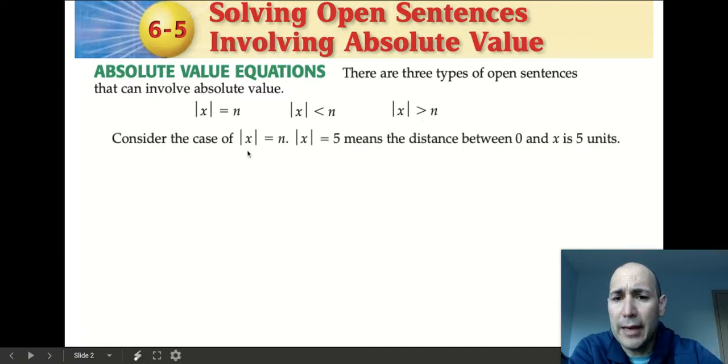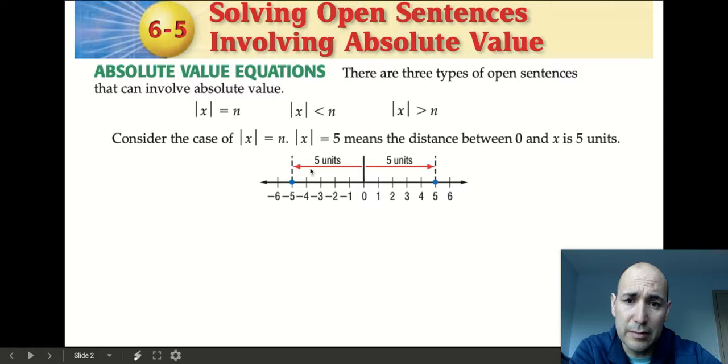So consider the case that the absolute value of x is equal to n. Let's say the absolute value equals 5, which means that the distance between 0 and x is 5 units. So something like this, right? That means x could be negative 5 or it could be positive 5, because both of those numbers have a distance of 5 units from 0. That's what absolute value means. Absolute value refers to a distance. Distances we don't refer to as positive or negative, so either one of these values would have a distance of 5.